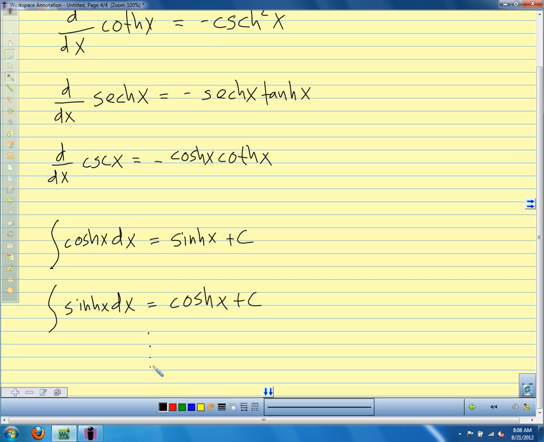Now, in your book, they give you some in the margins. They talk about some different readings. In the book, on page 388, there's an article that they refer to that gives you a lot of really great information on the hyperbolic functions.